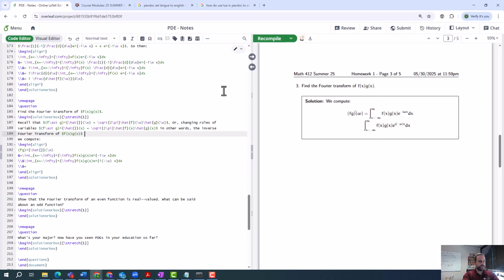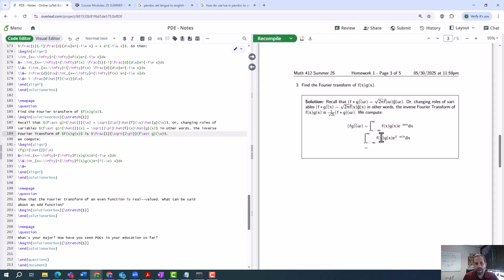So the inverse Fourier transform of f of x, g of x is, I'm going to take this line right here, but divide both sides by the square root of 2 pi. So this is 1 over the square root of 2 pi. We're doing the inverse Fourier transform, so it's just going to be the convolution of f and g, like this.